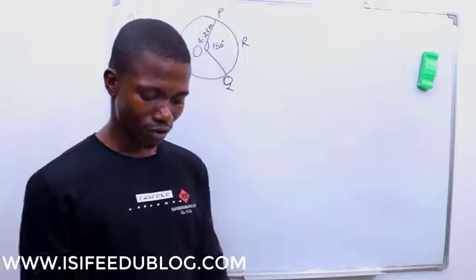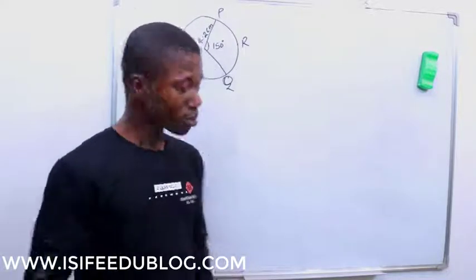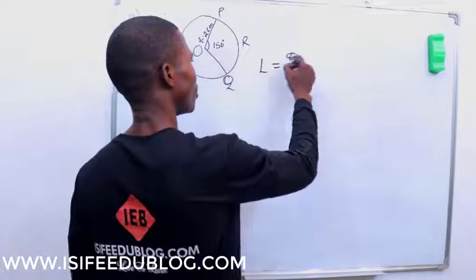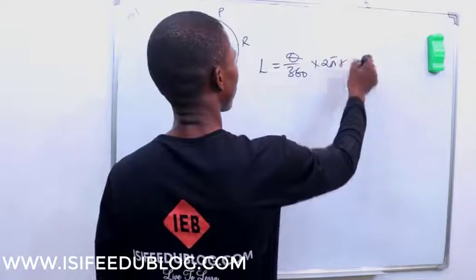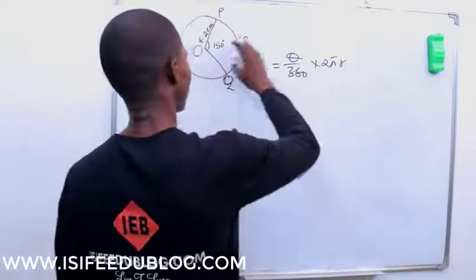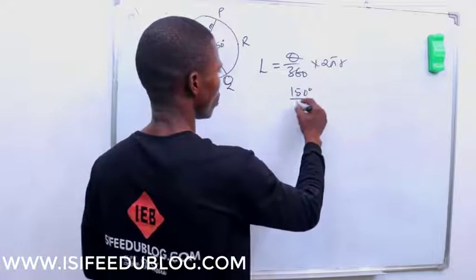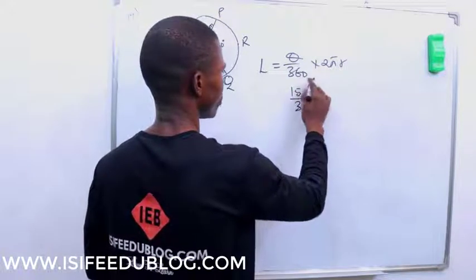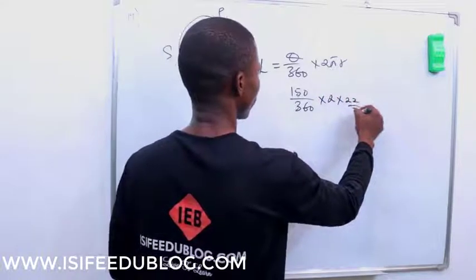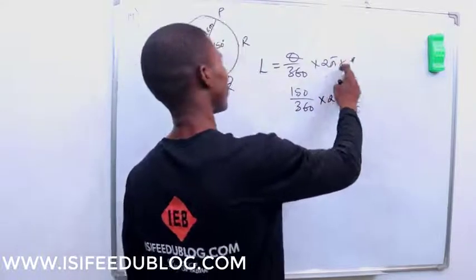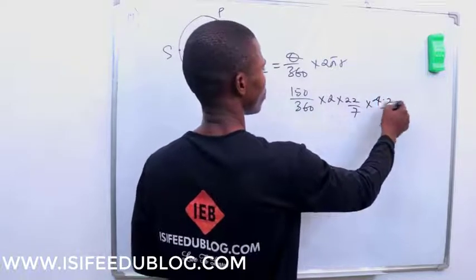Okay, what is the formula for finding the length of an arc? Length of an arc is theta over 360 times 2 pi r. Okay, so all you need is to substitute. Our theta is 150 all over 360 times 2 times 22 over 7. Our pi is 22 over 7. Our radius is 4.2, so times 4.2 over 1.